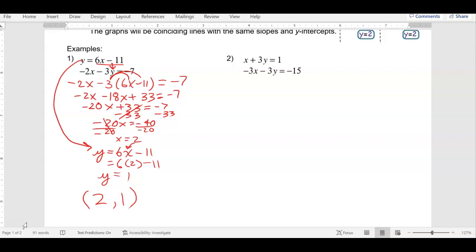So we're going to do number 2 together because I want to show you how to do it when it's not y equals already.